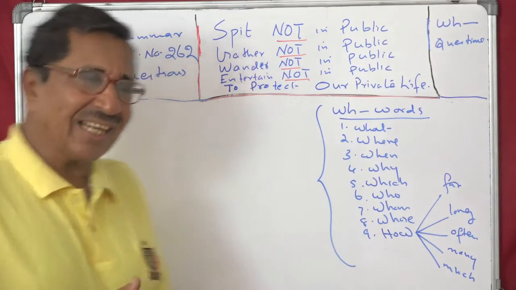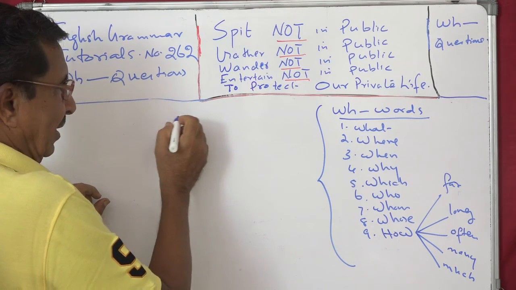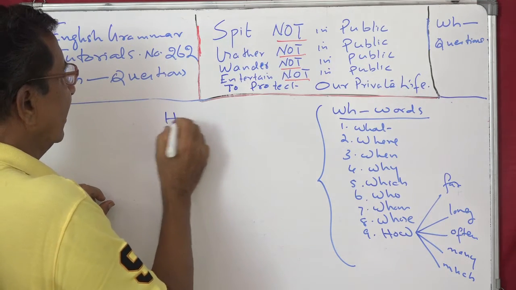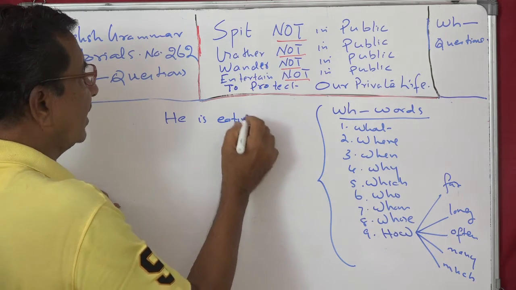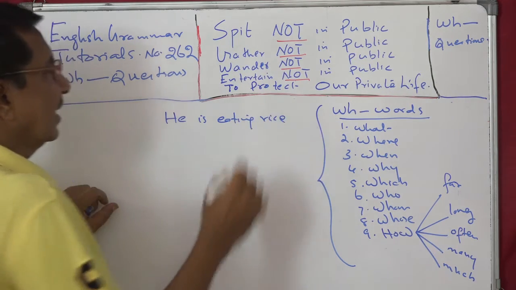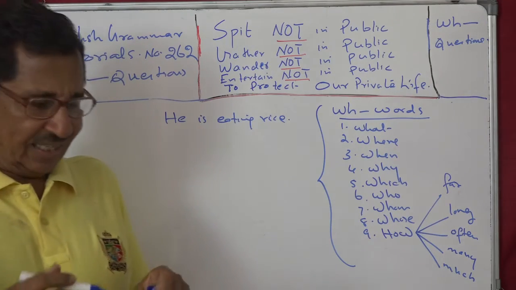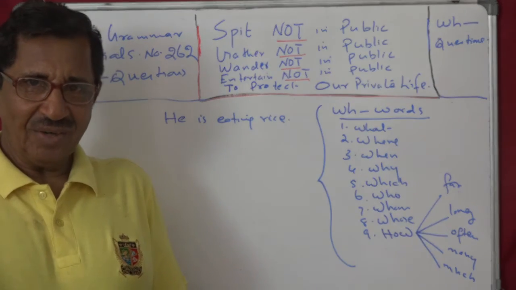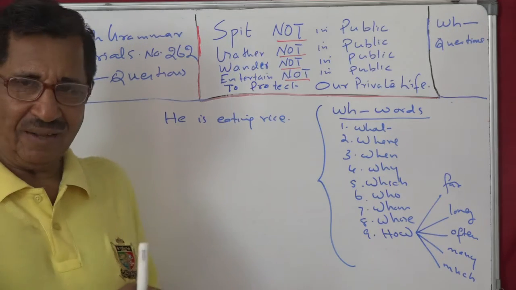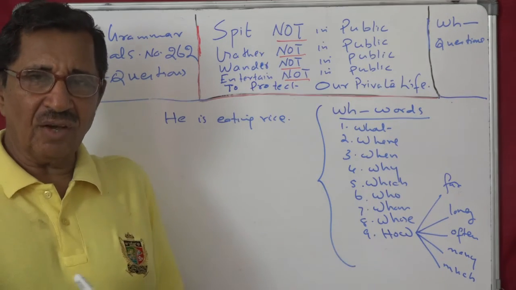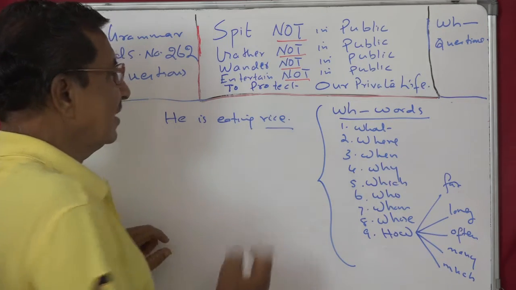Now suppose you get a sentence like this. He is eating rice. This is a declarative sentence. He is eating rice, he is eating wheat. Nobody eats wheat, chapati and all those things. Rice, of course, you eat. Now you can ask a question. How will you ask a question?